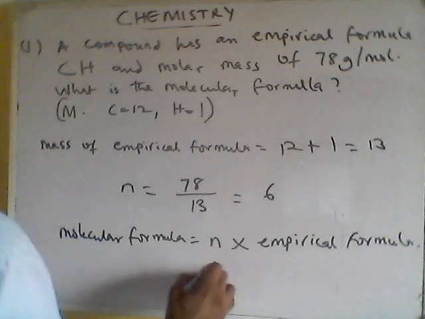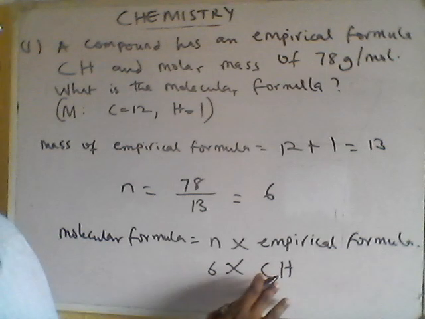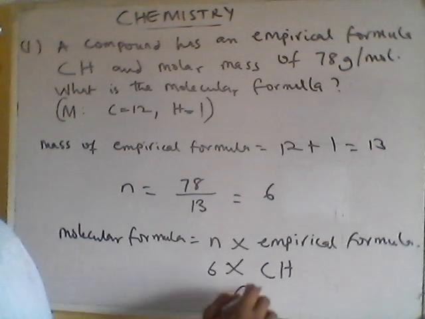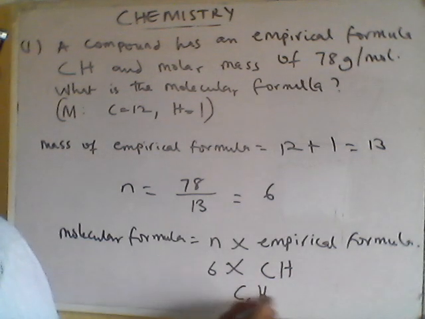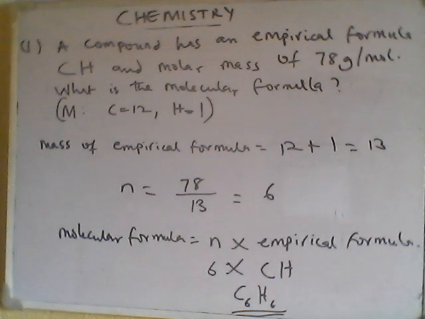So my N here is 6. Empirical formula is CH. So 6 times C is C6, and 6 times H is H6. So this is the molecular formula of this compound. So we check another example.